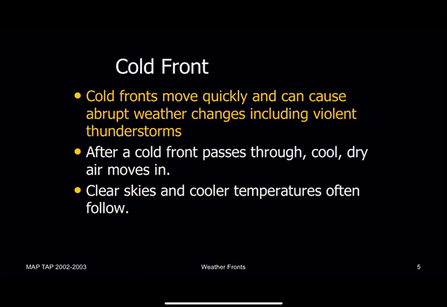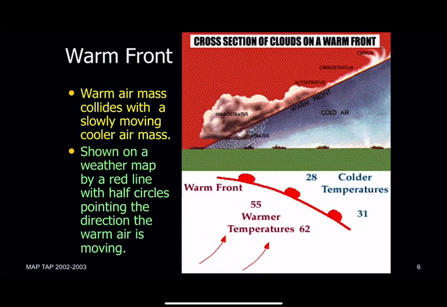Cold fronts move quickly and can cause abrupt weather changes, including violent thunderstorms. When a cold mass quickly hits a warm air mass, you will hear thunder. That's the result of them colliding. After a cold front passes through, cool, dry air moves in. Clear skies and cooler temperatures often follow, and the air is pretty dry.